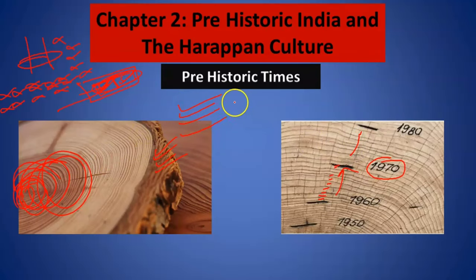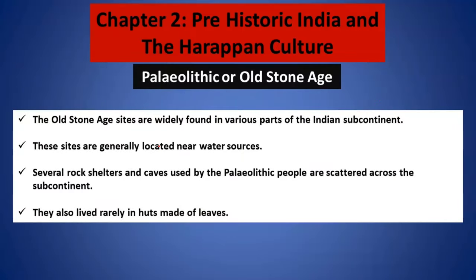And you know, there are a few trees that live for 100 years, that live for 1000 years, and thus it could be helpful for archaeologists to find out if there is something relevant to them. I hope this point is also clear. Now, as I told you, we will talk about Paleolithic, Mesolithic, and Neolithic. Paleo means old, Meso means middle, Neo means new, and then we'll talk about the Metal Age. So first we are starting with Paleolithic or Old Stone Age.